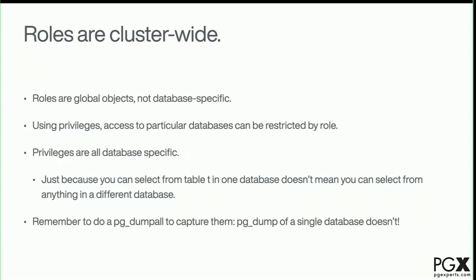Using privileges, you can restrict access to particular databases to different roles. You can prevent a role from logging into a particular database, but the role still, in some sense, exists in that database. However, the privileges that you give to roles are all database specific. Just because you can select from table T in one database doesn't give you the rights to select from anything else in a different database. And if you're doing a pg_dump, remember the roles don't come out of a pg_dump if you're dumping a single database. You have to use pg_dumpall to capture them. A very traditional pattern is to use a globals-only pg_dumpall to dump all the roles, and then a pg_dump to dump the database.